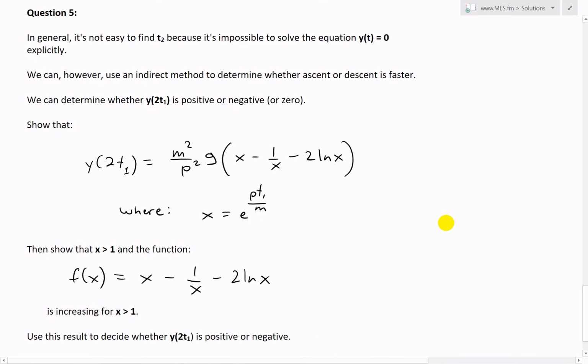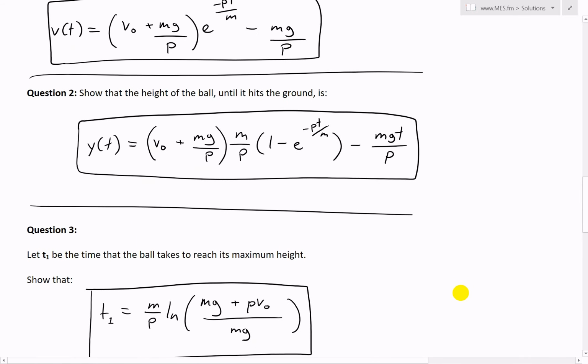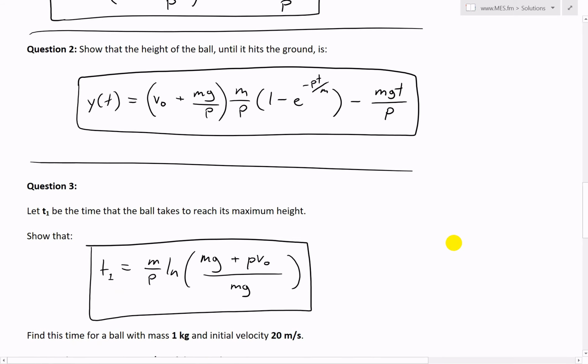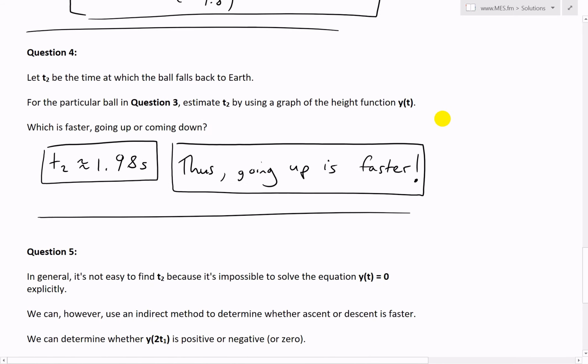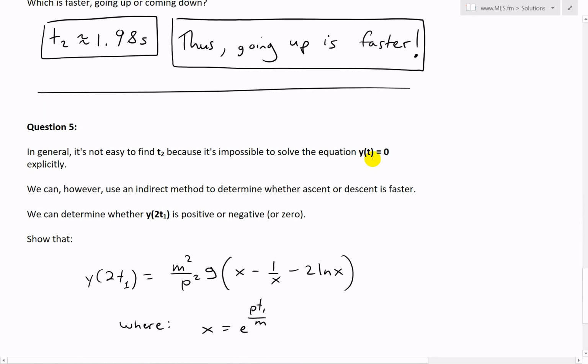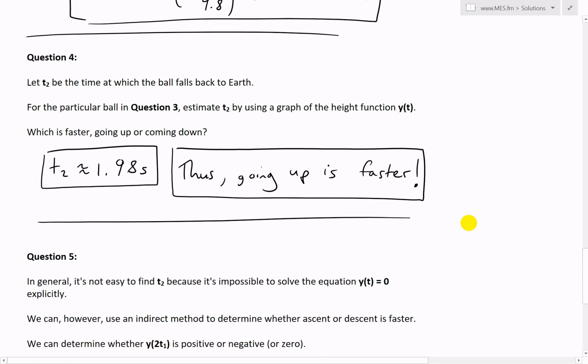So question 5 states, in general, it's not easy to find T2, the time from the maximum height to the ground, because it's impossible to solve the equation y of t equals 0, where that's the height formula over here. It's a really complicated equation, so it's hard to solve when you set it equal to 0 and solve for t. It's actually impossible to solve it explicitly, but we can use an indirect method to determine whether ascent or descent is faster. In question 4, I approximated the solution.